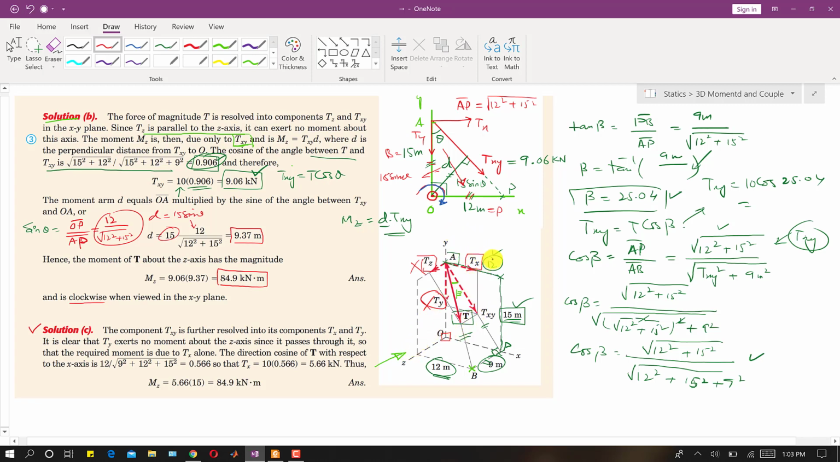Now as we can see, what is the perpendicular distance of this tx from this point O? This is that perpendicular distance. So now we can write that moment about z is equal to tx into 15. We can write it like this. So now we will find the tx component, right? So what is the tx component?